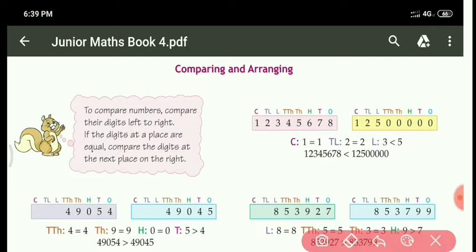Here is given 49,054 and here 49,045. At the 10,000 place, what is given? 4, and here also the 10,000 place 4. Okay. 1000 place 9 and 1000 place 9. Both sides are coming equal. Then what we will do? Next place on the right. At the 100 place, here is 0, and here also the 100 place 0 only. So here also both are equal.